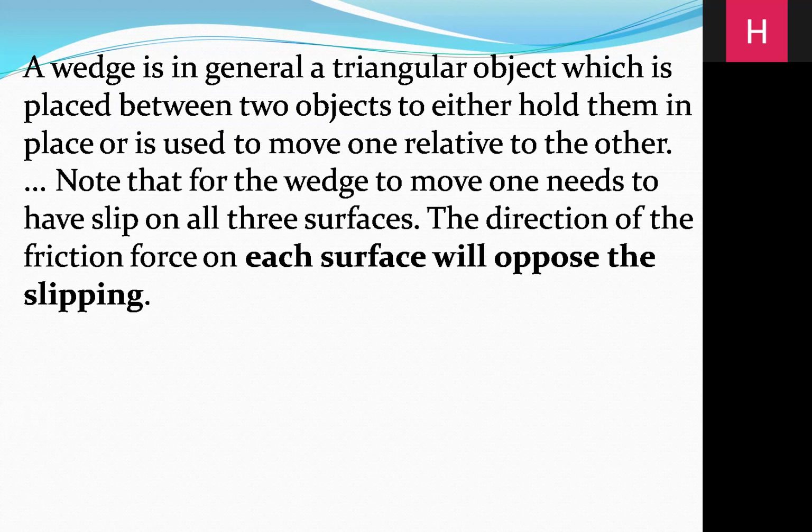You can understand about the wedge in this slide. The wedge is mainly a triangular object. It is placed between the two objects to connect them relative to each other and to stop slipping on the three surfaces. If you need to slip any surface, you need to slip three surfaces at the same time. So the direction of the friction force on each surface will oppose the slipping. If you apply the force on one surface, it will also oppose the slipping on the other surface, which is related to each other.